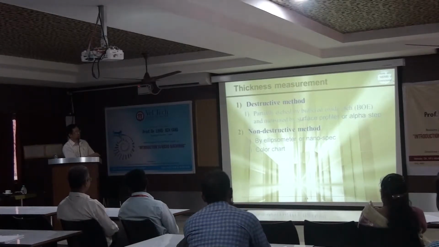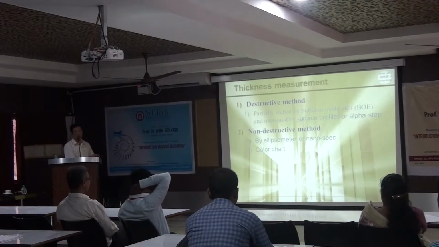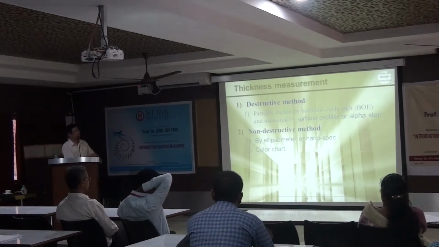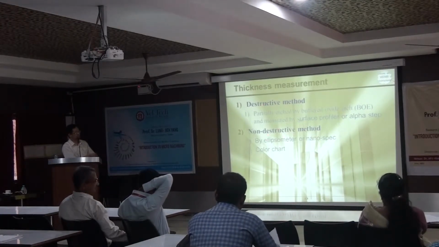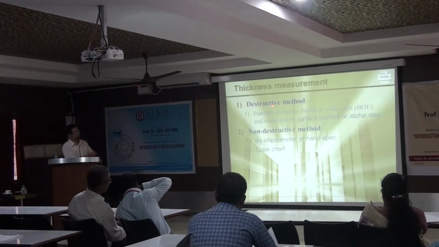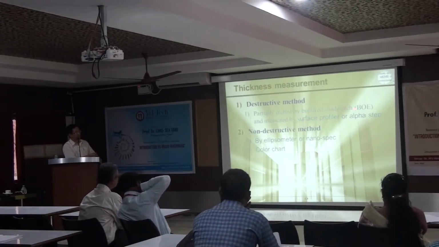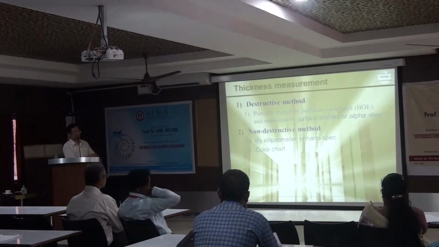And at the growth, we need to identify the thickness. How can you know how thick the oxide is? There are 2 ways to measure. One way is the destructive method, another is the non-destructive method. The destructive method is we partially etch by BOE, buffer oxide etch.